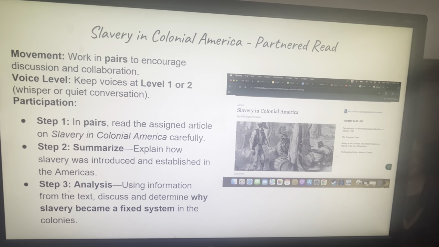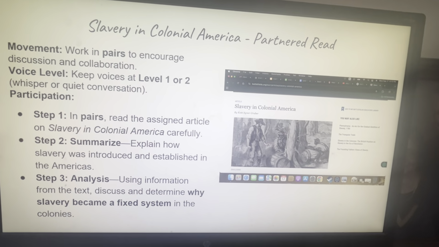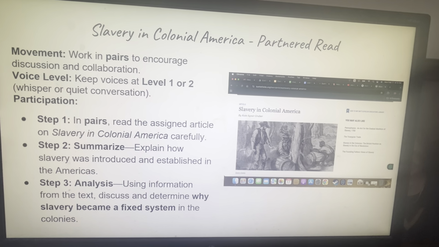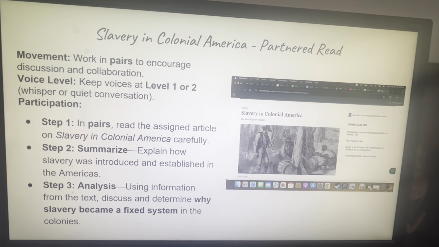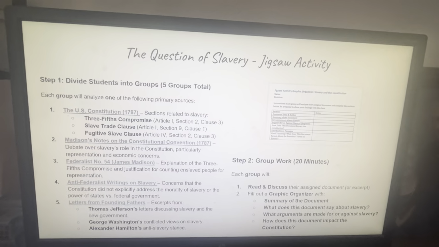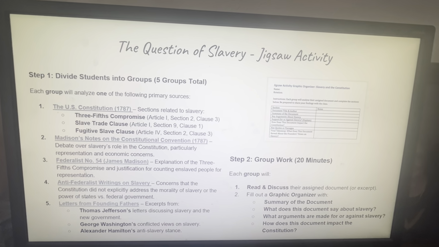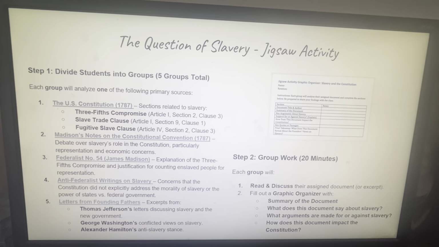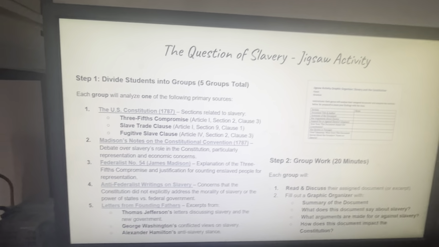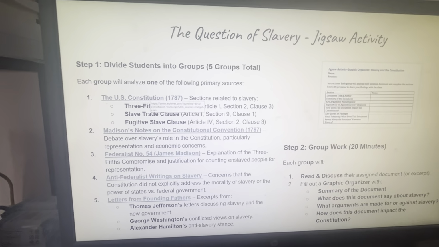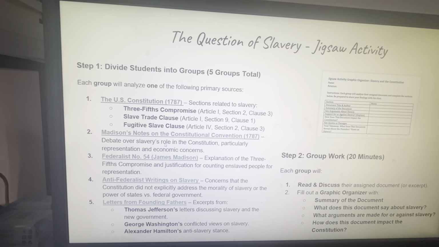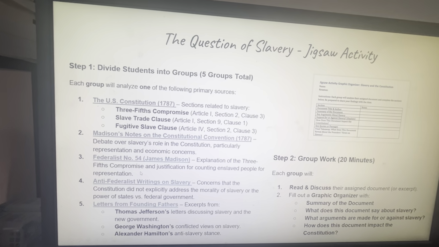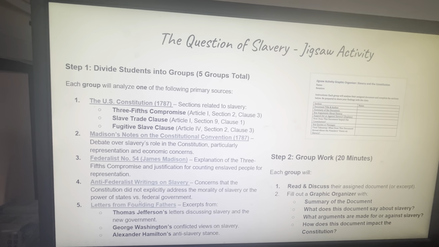This is allowing think, pair, share, allowing collaboration. They're still having independent work, but at the same time, they're also expected to work on their own. After that time is up, they will divide into groups to where they will work on a jigsaw activity. Each group will analyze one of the following primary sources. So they'll get to choose which one: either the U.S. Constitution, Madison's Notes on the Constitutional Convention, Federalist number 54, Anti-Federalist Writings on Slavery, or Letters of our Founding Fathers.